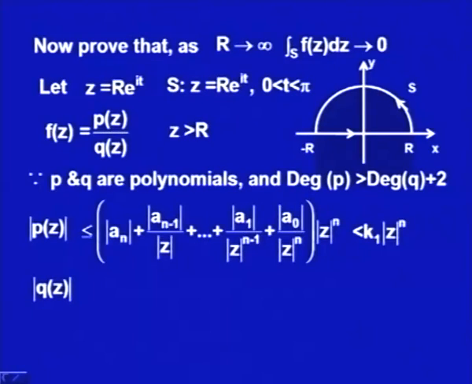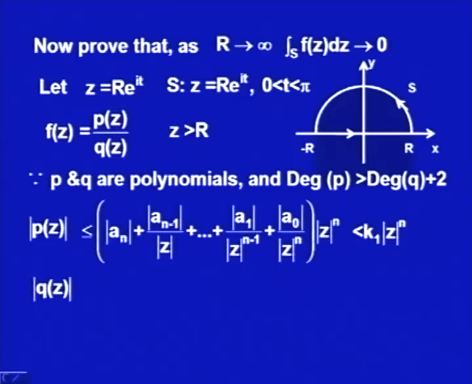Now, q(z) again, we are saying, is a polynomial of degree, let us say p, which is at least 2 degrees higher than the degree of p(z). So, that says I should have at least the degree n plus 2. Let us call the polynomial b_p z^p plus b_{p-1} z^{p-1} and so on, plus b_0. Again we would be taking, in a similar manner, z to the power p common.